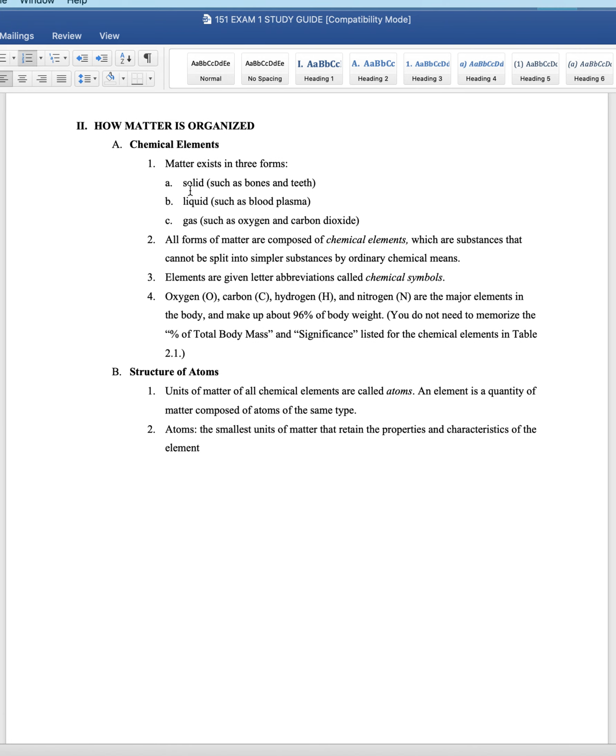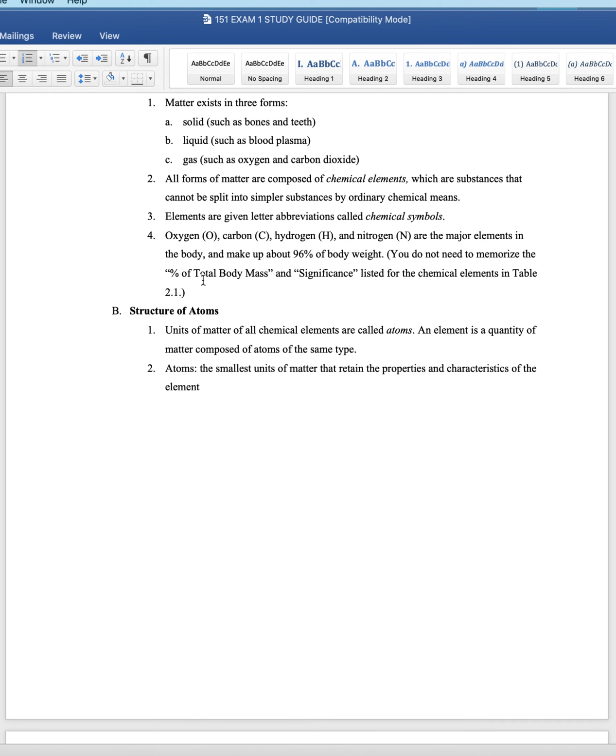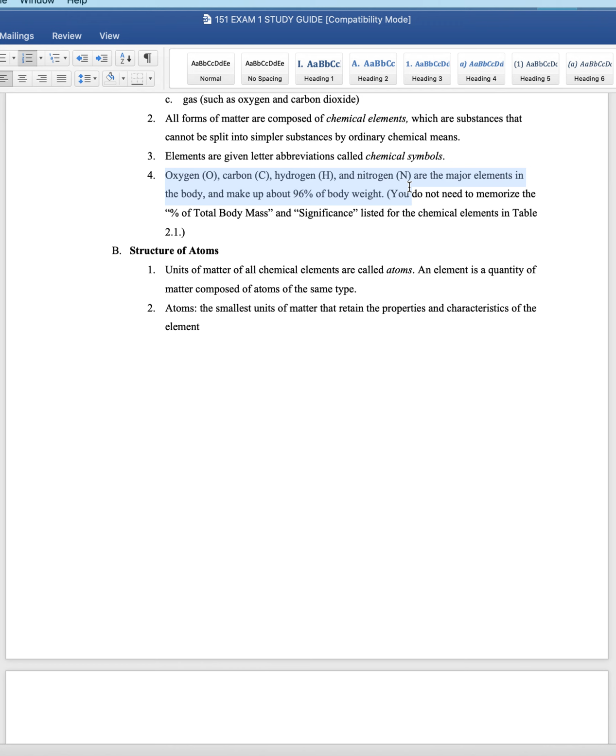All right, so we have 3 major forms: solid, liquid, and gas. Picture this as ice cubes and water vapor. All matter is comprised of chemical elements. The ones that we're going to be talking about mostly are going to be oxygen, carbon, hydrogen, and nitrogen. These are going to be the major body's elements.